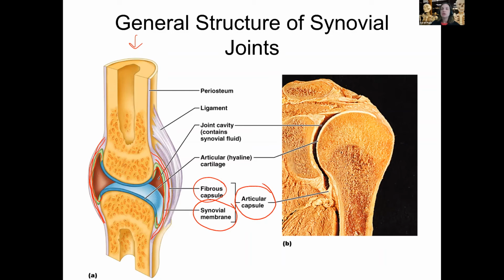So in the image over here on the right, you can kind of see that articular capsule here, right? And you can see really well that space, that synovial cavity. You're actually looking at the image on the right. This is the shoulder joint. So right here is the glenoid cavity, and then this is the head of the humerus.